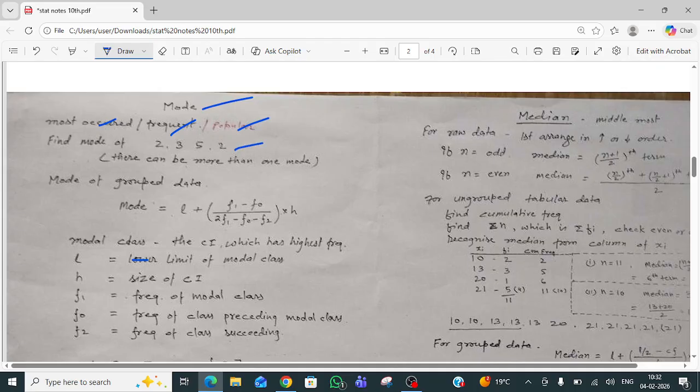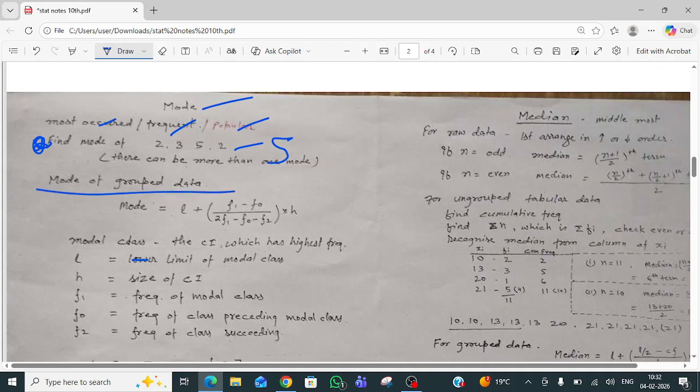Find the mode of this data. There can be more than one mode in a question. Let's say in this data I added 5. So now mode is 2 and 5 both. For this data, mode is 2 and 5 both.